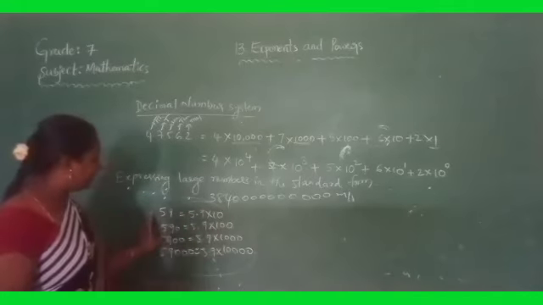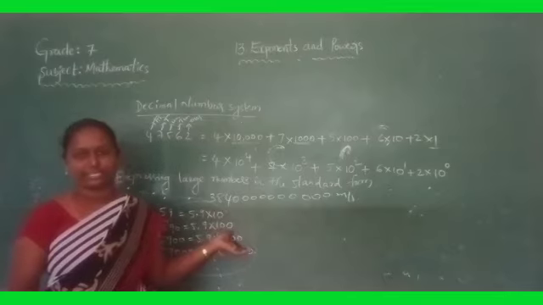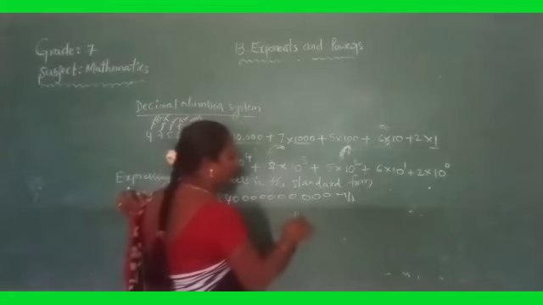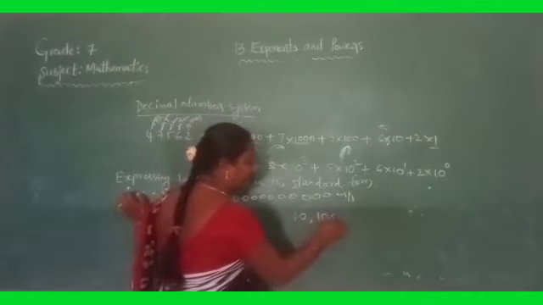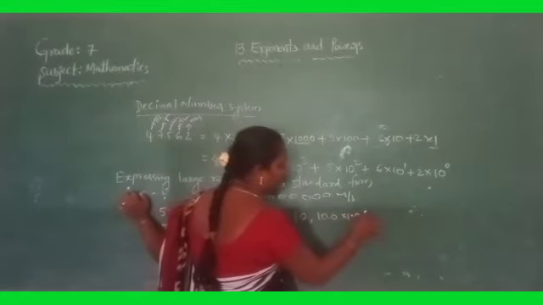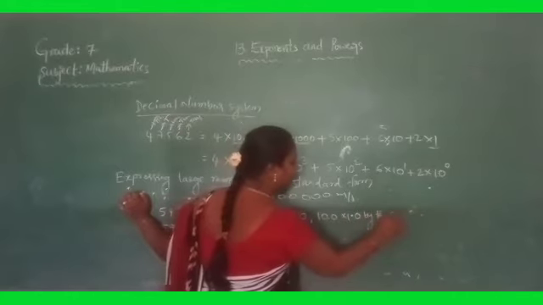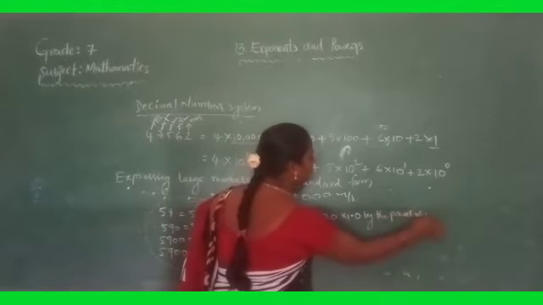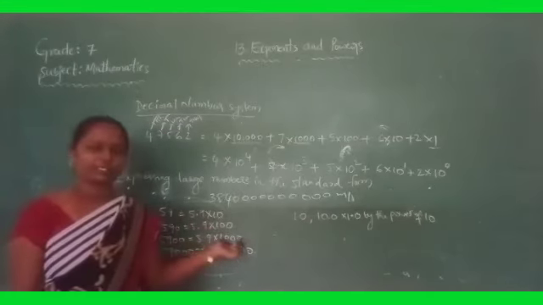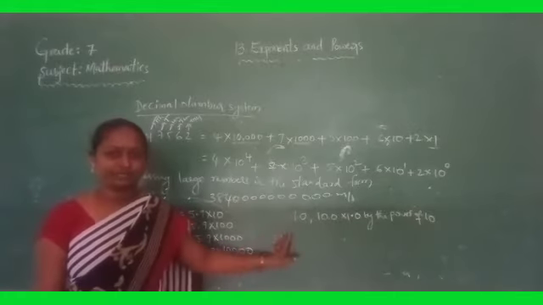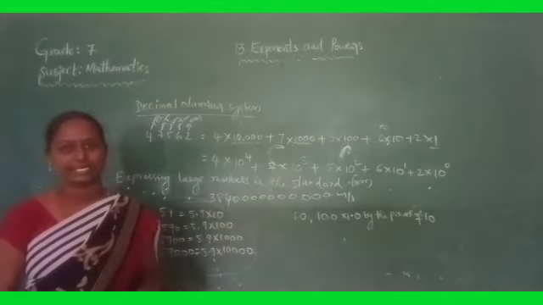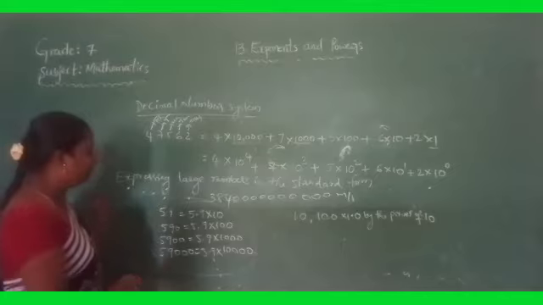How do I say these numbers are in the standard form? We can express any number as a decimal number between 1.0 including 1.0 and 10.0, multiplied by a power of 10. Whenever you are writing any number in the standard form, the decimal point is compulsory and it is multiplied by a power of 10. Then only we can say that the number is in the standard form. Is it clear, children?